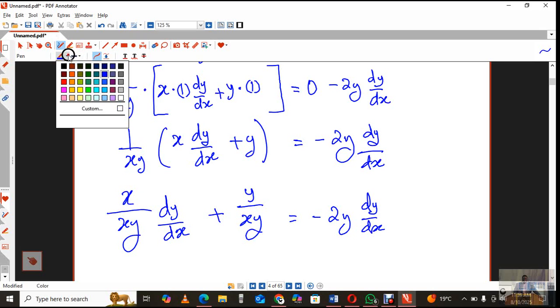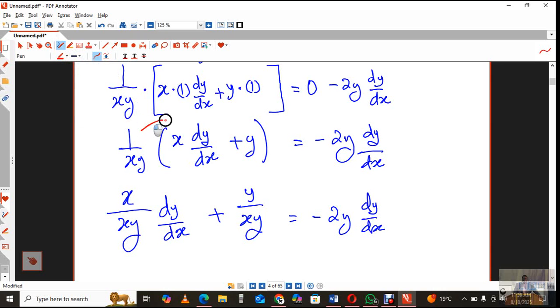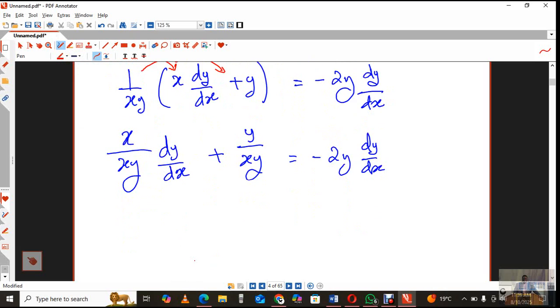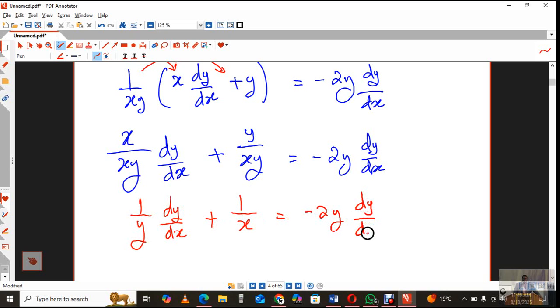So basically what I'm doing is I'm multiplying this by that and also that by that. Okay, so please don't make any mistakes. Mistakes can be costly. In this case, the x's cancel, leaving me with 1 over y, that is dy/dx, and here the y's cancel, leaving me with 1 over x, which equals minus 2y dy/dx.